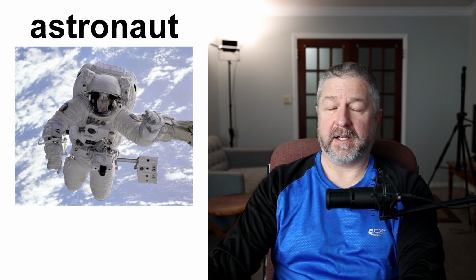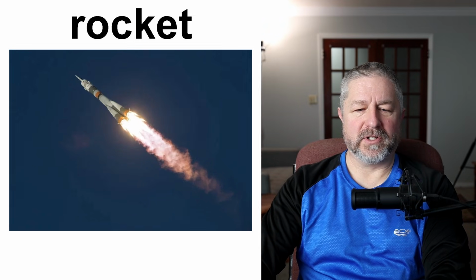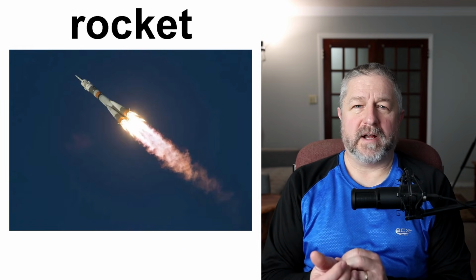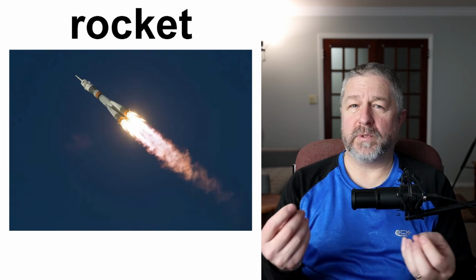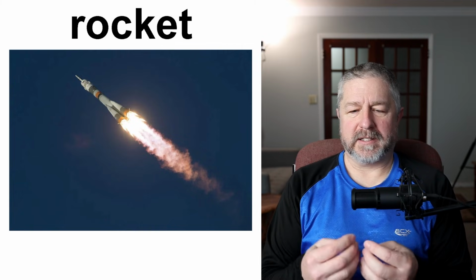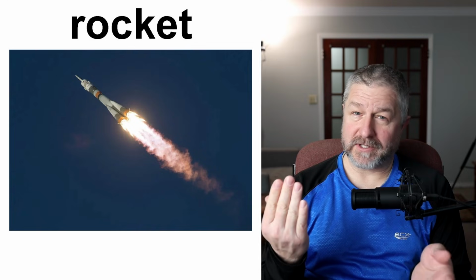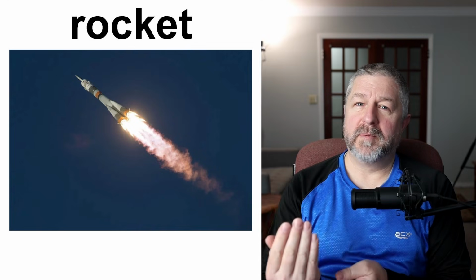So astronauts regularly go up to things like the space station. They need to wear their spacesuit when they are up there. And so I mentioned rocket and shuttle. A rocket is, of course, a vehicle that you use to get to space. A rocket sits on a launch pad, and there's usually a countdown, 10, 9, 8, 7, 6, 5, 4, 3, 2, 1, 0. Blast off.